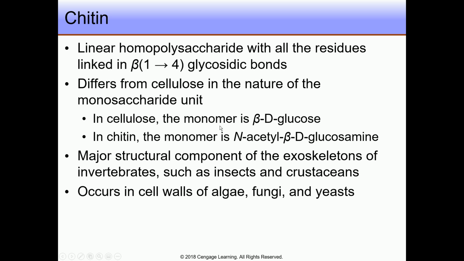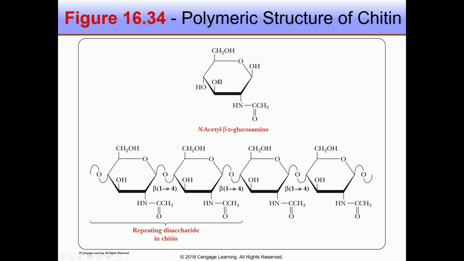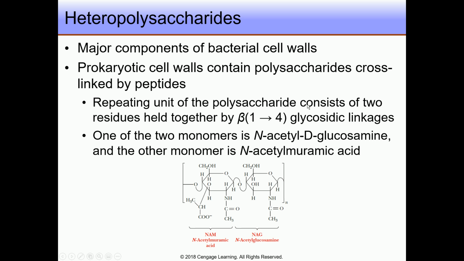Now, cellulose, as I said, is made of beta form of glucose, and chitin's monomer is different. Its monomer is N-acetyl beta D glucosamine. This is different from glucose because it has nitrogen in it. So this is N-acetyl glucosamine, a monomer of chitin. Multiple such monomers linked together form chitin.